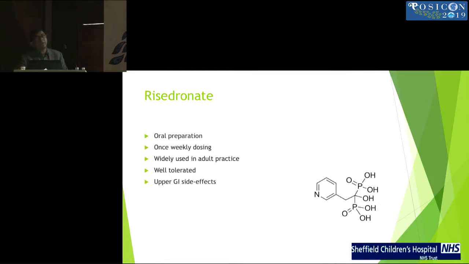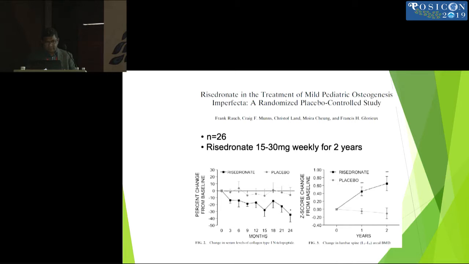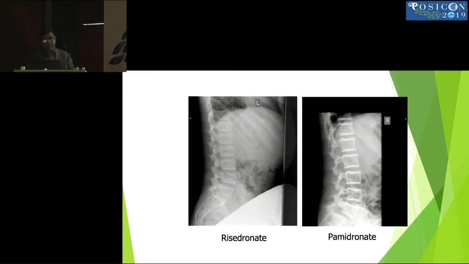Coming to risedronate, this is a new molecule which we have started now in older children, especially the children who have completed IV treatment. This is given as an oral preparation, and it is found to be as effective as zoledronic acid, but it has some upper GI effects. These are some of the studies which have shown the effectiveness of risedronate, and these are the X-rays which show the difference in the bone quality once risedronate is given.